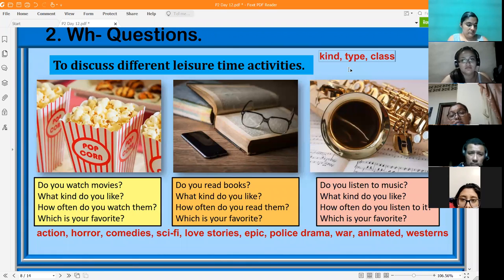I like romantic music. In English or in Spanish? Both. English and Spanish. Okay. All right. And how often do you listen to music? I usually listen to music every day. In the morning. Ah, in the morning. So every morning. And which kind of music is your favorite?